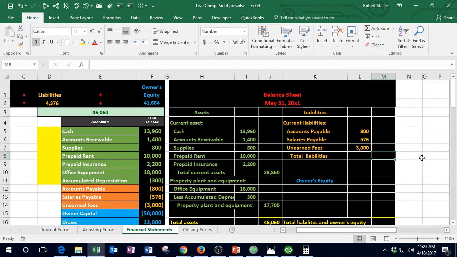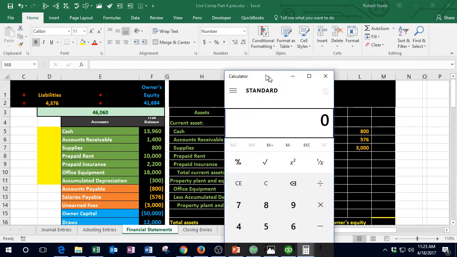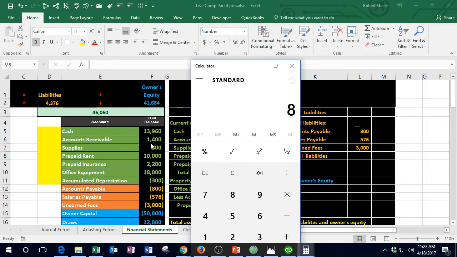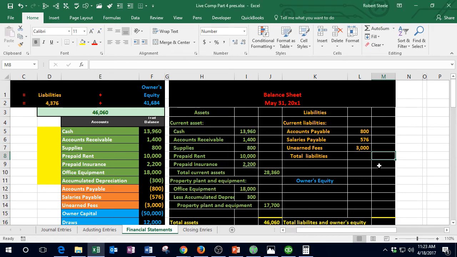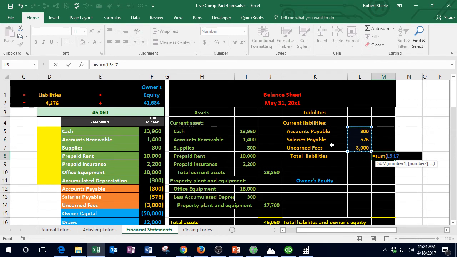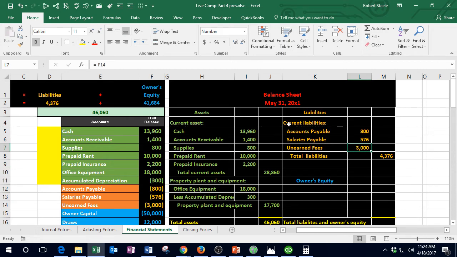So then we're going to sum this up. If we had the calculator, of course, we'd take the 800 plus 576 plus this 3,000. And obviously we really miss punching those numbers into the calculator, but Excel allows us to use the sum function here, which is what we use 99% of the time. We're just going to sum that up, and there we have it. Now we might want to underline this and make it look a little nicer by going to the Home tab, Font, and Underline. There we have the liabilities.